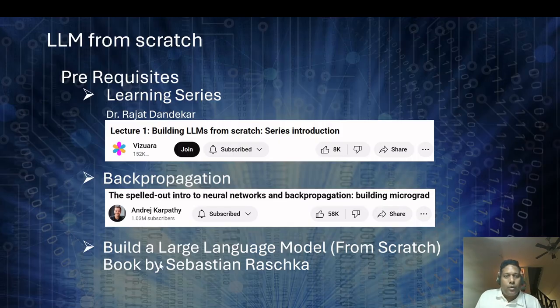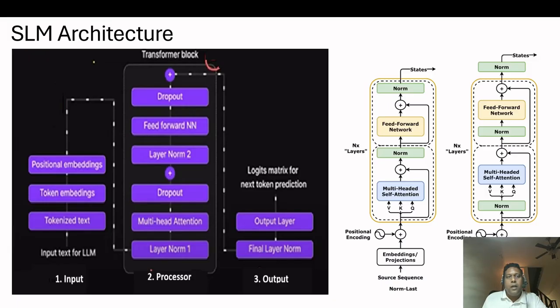All right. So before following along with this lecture, if there are learning gaps, or if you're new to LLMs, I request you to definitely go through Dr. Raj Dandekar's learning series, get your understanding of back propagation through Andrej Karpathy's lecture, and definitely if you love books, then Sebastian Raschka's Build a Large Language Model from Scratch, right? These are essentials.